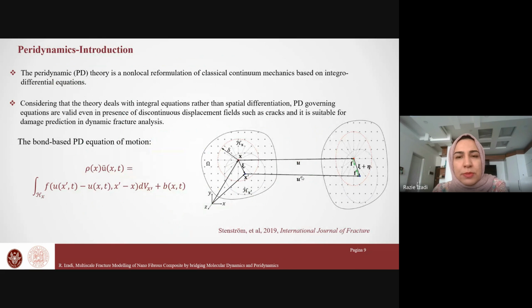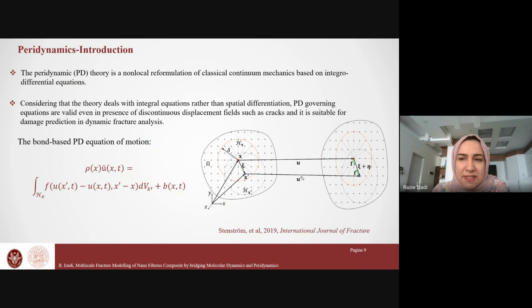It's a non-local reformulation of classical continuum mechanics. It's based on an integral differential equation. A PD model deals with integral equations rather than spatial differentiation. Therefore, it is valid when we deal with discontinuous displacement, such as cracks.